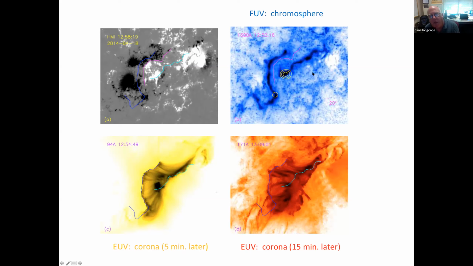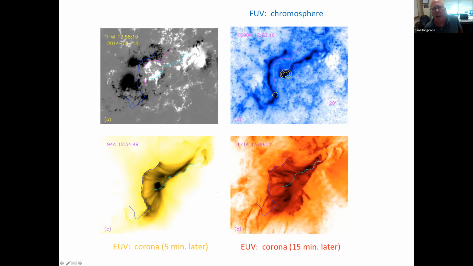Can anyone just shout out, just unmute yourself and shout out the name we give these long features that are parallel to the polarity inversion line at the peak of a flare? Flare ribbons. These are flare ribbons, thank you. These are the flare ribbons, and we'll see. This is a very important part of a solar flare.